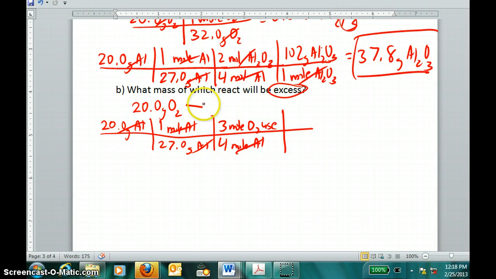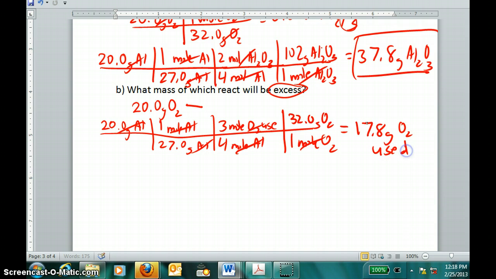But I can't subtract moles from mass. I have to convert back to a mass. And that's easy because 1 mole O2 is 32.0 grams O2. Meaning I use 17.8 grams O2 used. Remember my warning. This is not the answer. It's what I need to find the difference. Because if I start with 20 grams of oxygen and I use up 17.8 of it, turning it into product, it means I'm going to be left with 2.2 grams excess O2.